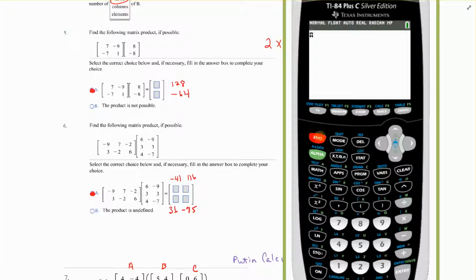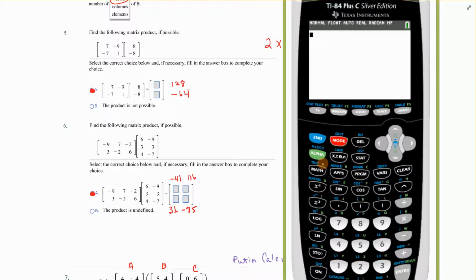I want to go back in, second matrix, over to edit, and before I hit enter, I want to go down to B because that's the one I want to edit. And that one is a 2 by 1. All right, and I'm going to put in 8 and -8. And when I'm sure I've got it, second quit.